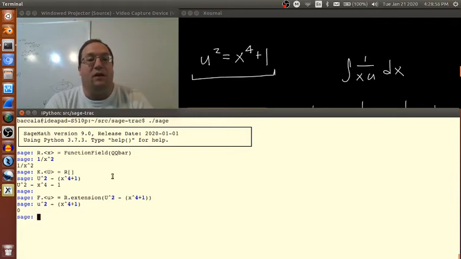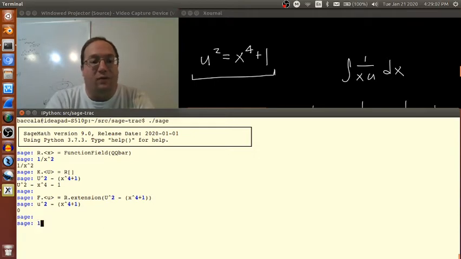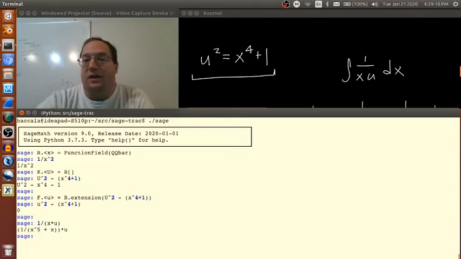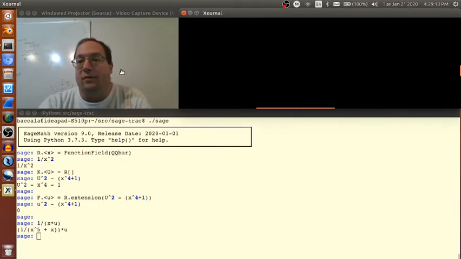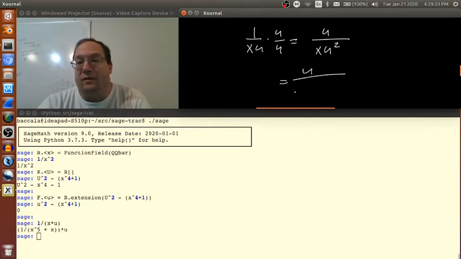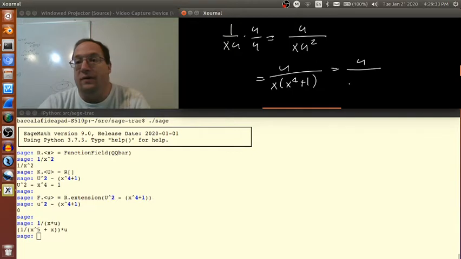Capital U is just the bivariate ring. So anyway, we have this, and we can now do 1 over x times u, and it normalizes it by moving the u to the denominator. This calculation is just 1 over xu times u over u. We get u over xu squared, and we know that this is x to the 4th plus 1. So that's why this becomes u over x to the 5th plus x. That's just a normalization here.